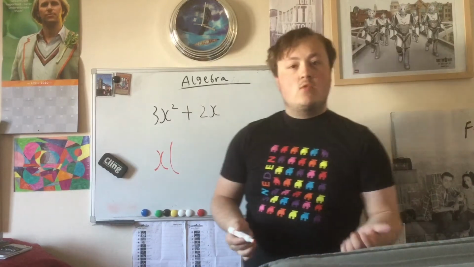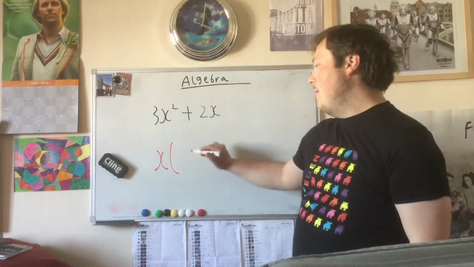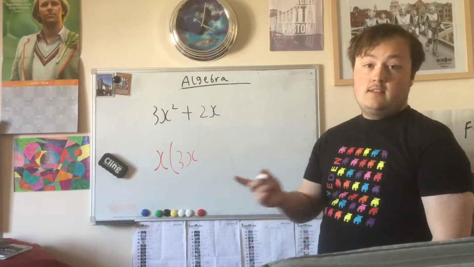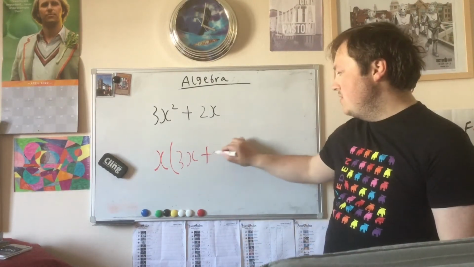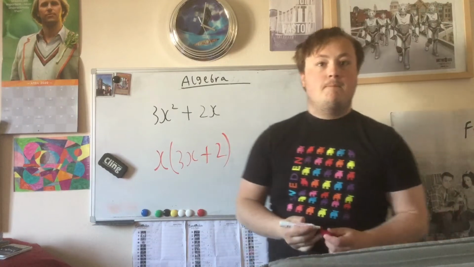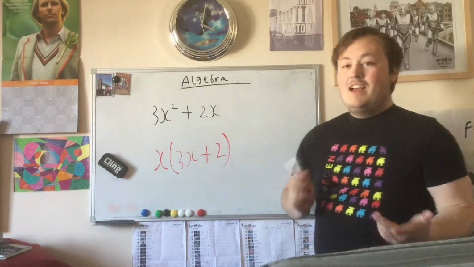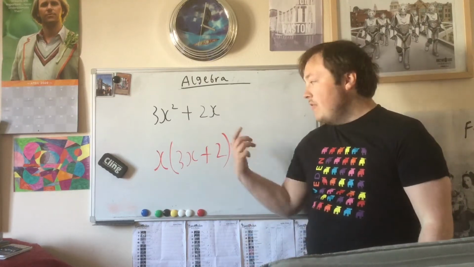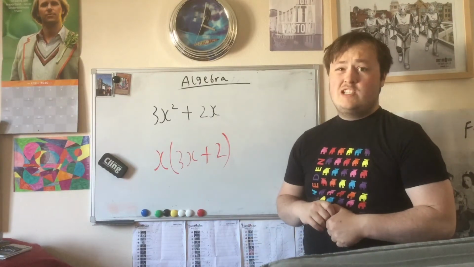Now, what's 3x squared divided by x? That becomes 3x. What's 2x divided by x? That becomes 2. And that's it. And how we use that to solve quadratic equations, we'll do that tomorrow. But this is how factorising works.